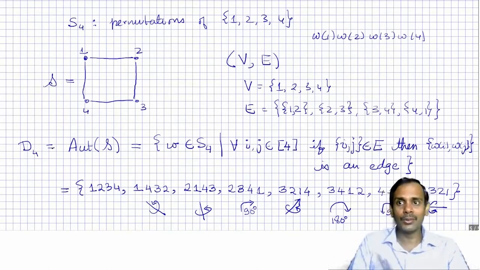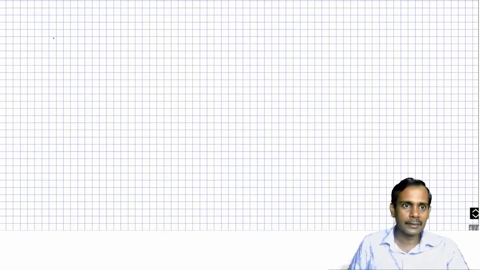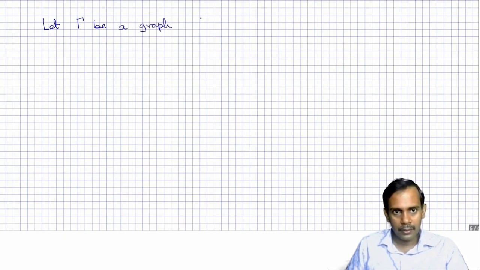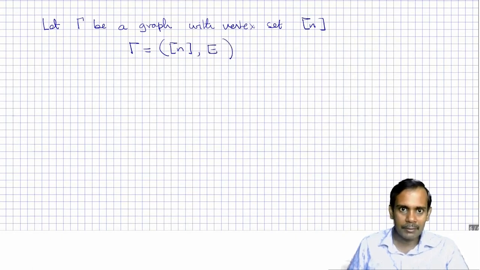Okay, so now we are ready to go to the general definition here. So let gamma be a graph with vertex set 1 to n. Right, so what we are saying is that gamma is a graph, so it's data defining a vertex set N and a set E. And this E is some collection of subsets of size 2 of N, those are the edges.